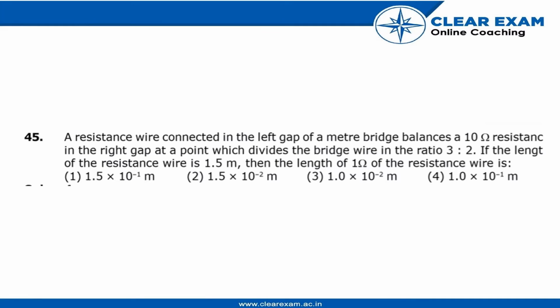The question says that a resistance wire connected in the left gap of a meter bridge balances a 10 ohm resistance in the right gap at a point which divides the bridge wire in the ratio of 3 by 2. If the length of the resistance wire is 1.5 meter, then what will be the length of 1 ohm of the resistance wire? So four options are given to us and we have to choose one correct answer.